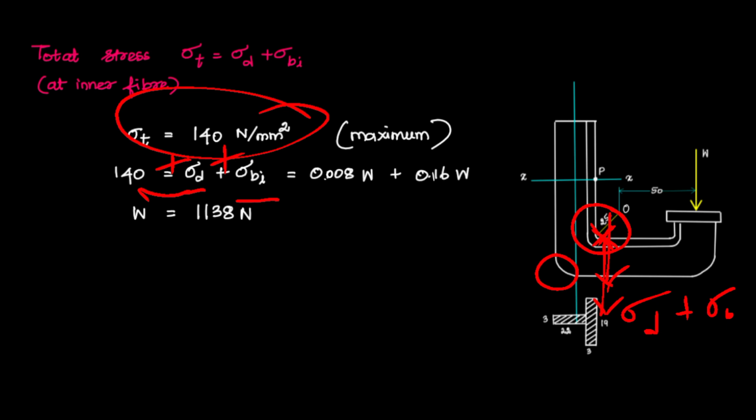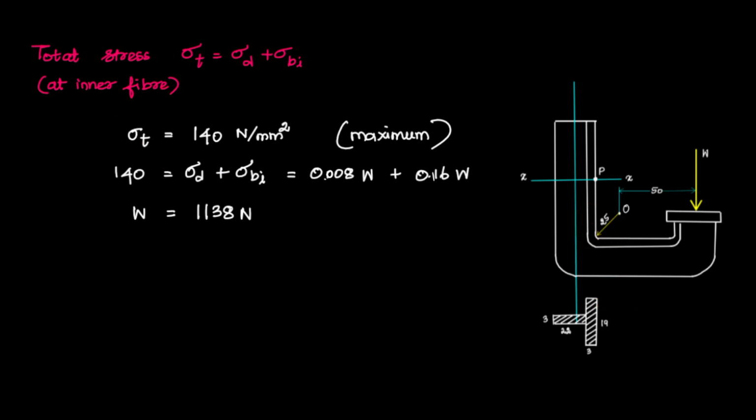Sigma d is equal to 0.008 W. Sigma bi is equal to 0.116 W, that is equal to 140 Newton per mm square. And here W is the only unknown value. We can calculate the W, which we get as 1138 Newton.